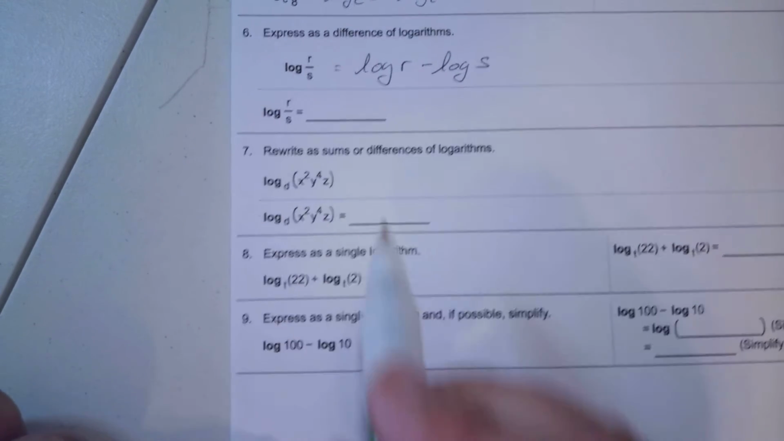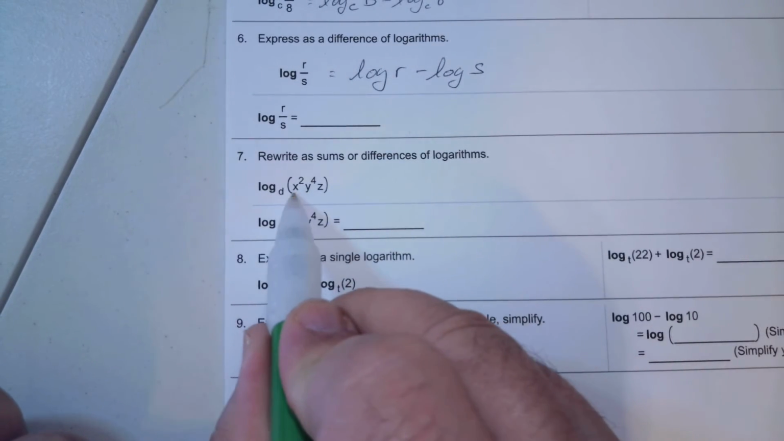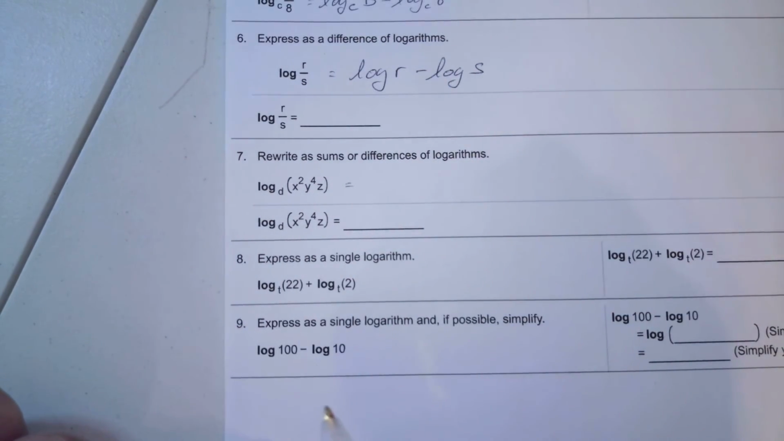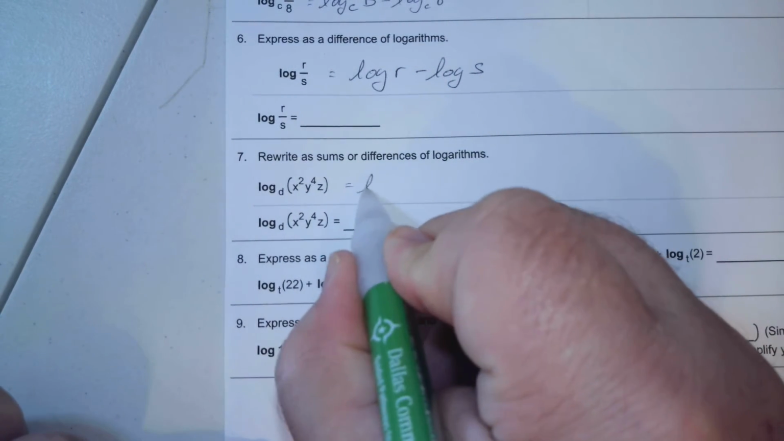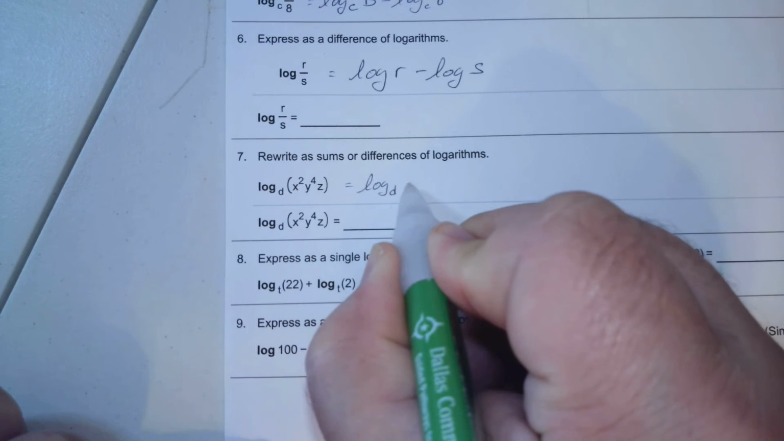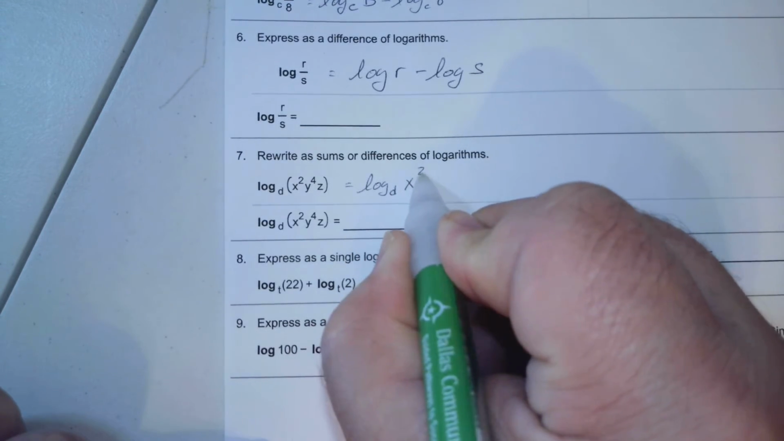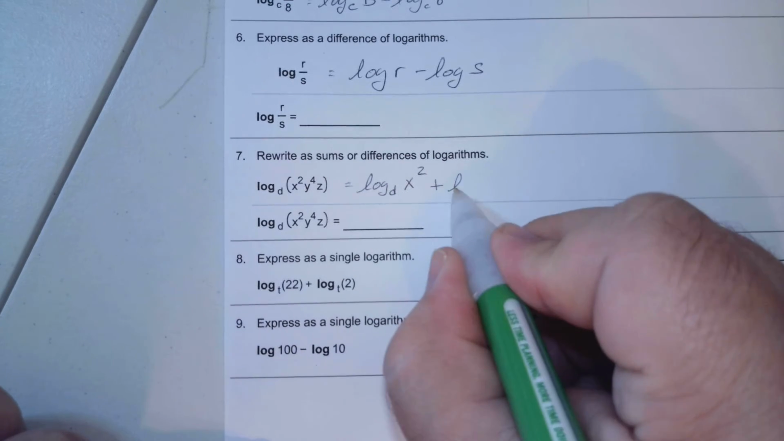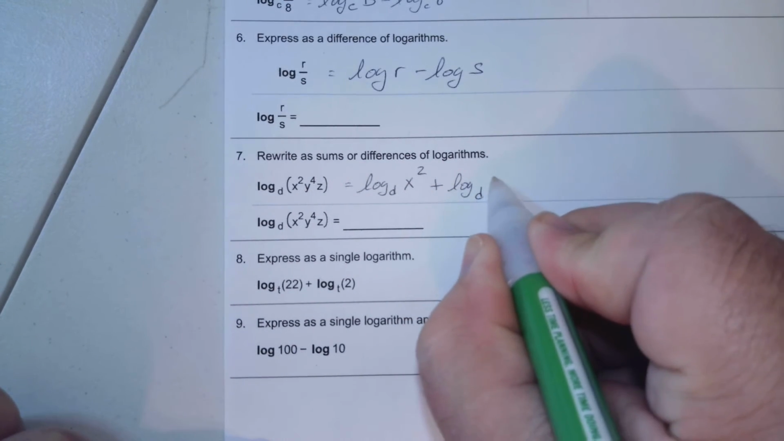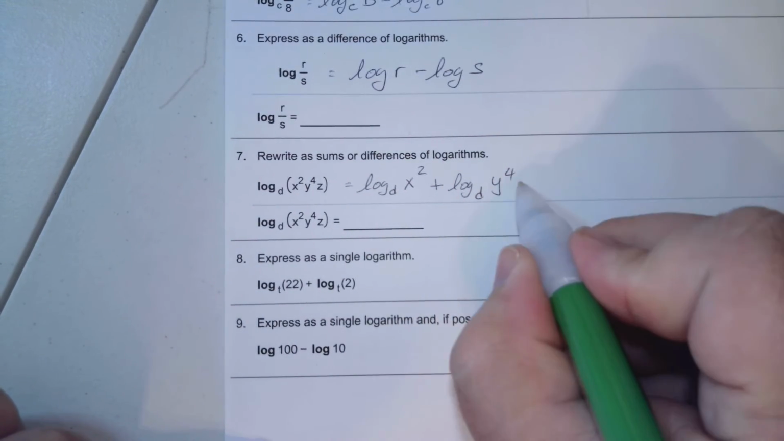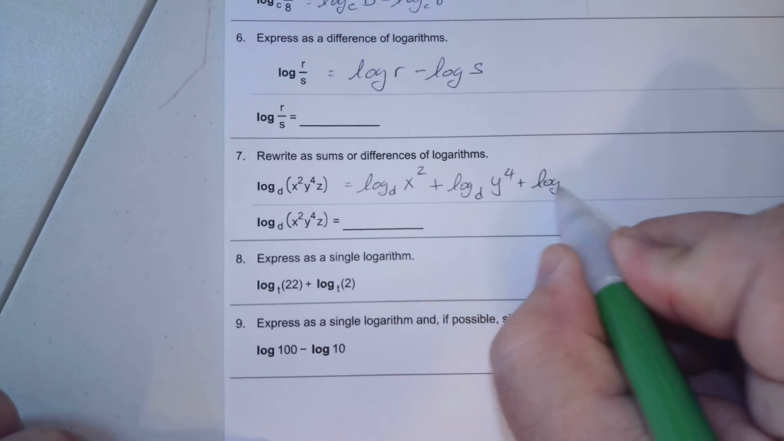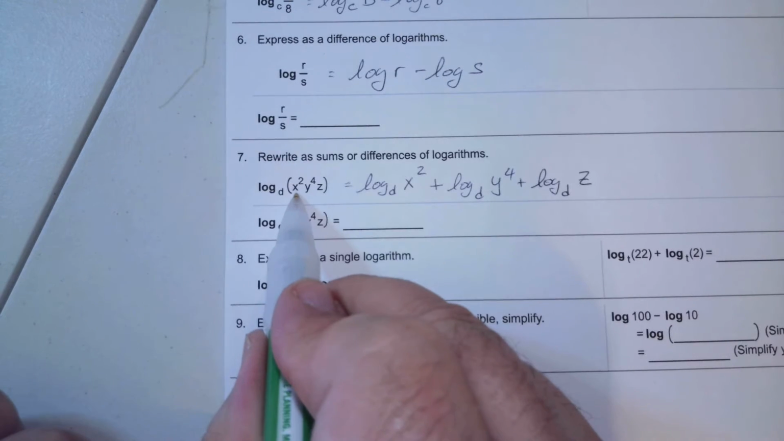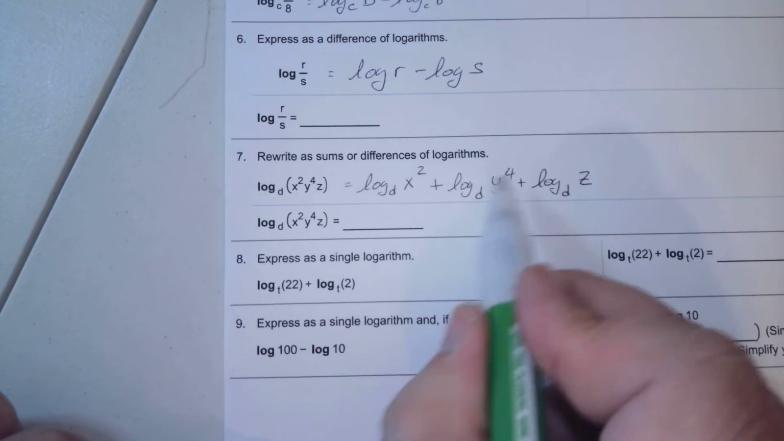All right. Now this one is a little bit bigger because we have more terms, but now they're all multiplied, so we're always going to have a plus between them. So we have log base d of the first one, plus, since they're multiplied, log base d of the second one, plus log base d of the third one: x squared, y fourth, and z.